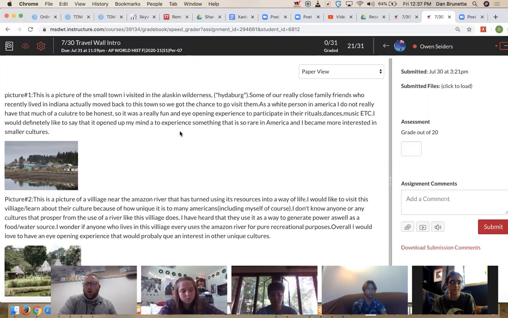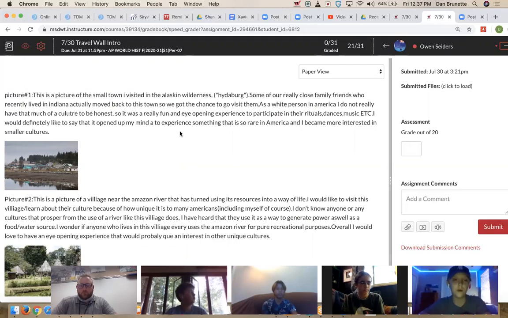All right. Owen. My name is Owen. I went to Northview. And the first picture is a picture of a small town in Alaska. It's actually called Heidelberg. But this really impacted the way I view different cultures because of how unique it is to most of the common American cultures. And the second picture is a small village near the Amazon River.